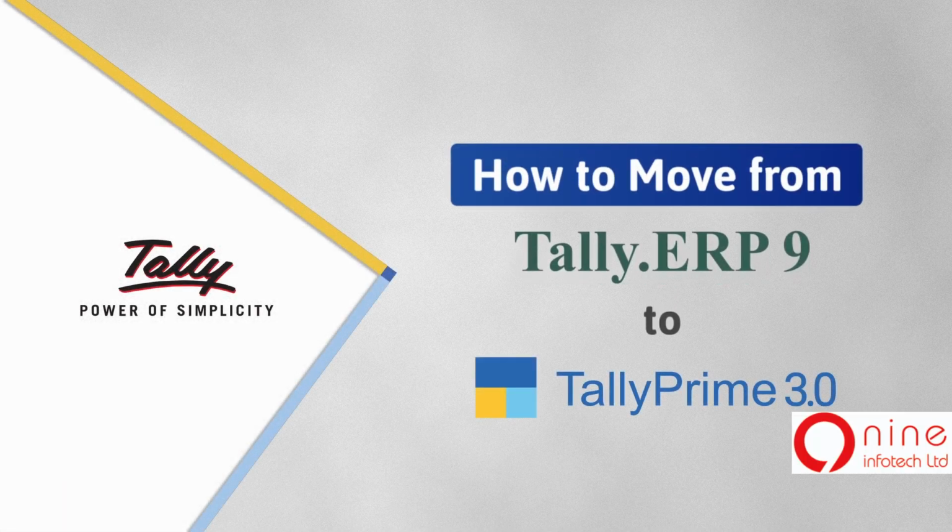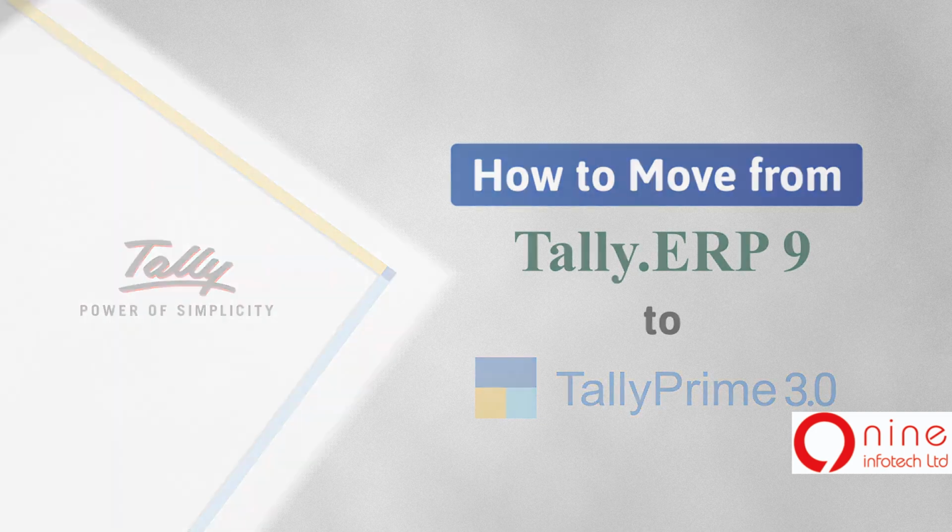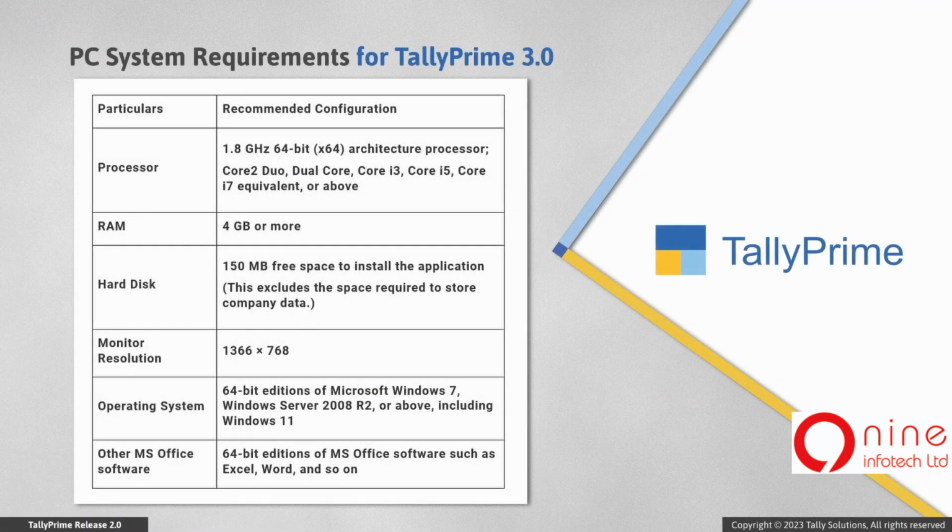In this video, we will look at the process to move from Tally ERP 9 to TallyPrime 3.0 and use existing license and data. Ensure the following are in place before you start the upgrade to TallyPrime. You need to have 64-bit Windows operating system with the recommended configuration shown in the table.